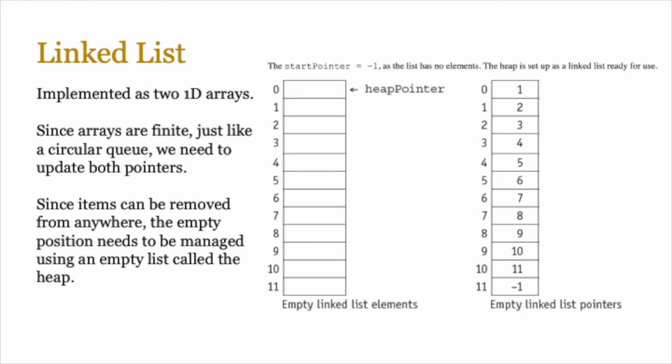Now linked lists can be implemented as 2 one-dimensional arrays, and since arrays are finite, just like circular queues, we need to update both pointers. Now items can be removed from anywhere, and the empty positions need to be managed using an empty list called a heap. Okay, so basically you will have one array to store the data of the node and the other to just store the pointer value for that data item. Okay, 2 arrays, pretty straightforward to implement.